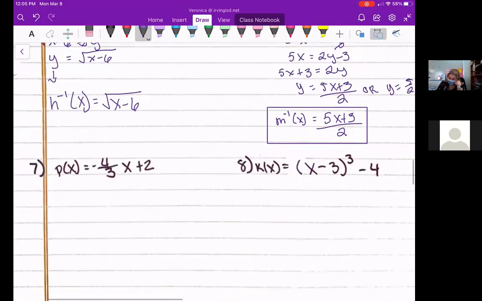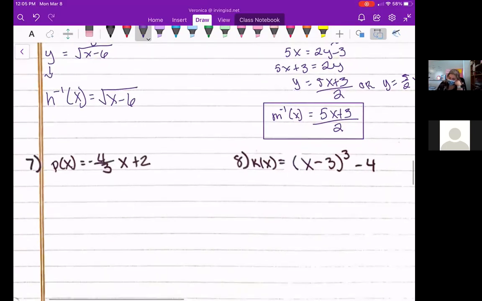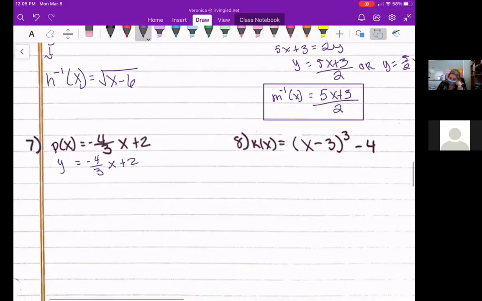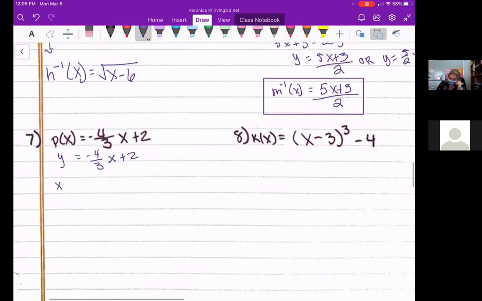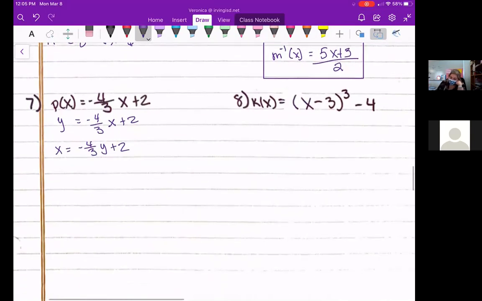Number 7, literally the same thing. Y'all should be able to do number 7, but to get it going, I'm going to go ahead and work through it. So we know that this is y equals negative 4 over 3 x plus 2. Step 2 is to flip my x and y. So x equals negative 4 over 3 y plus 2. Solve for y. So we're going to subtract 2. So we're going to have x minus 2 equals negative 4 over 3 y.